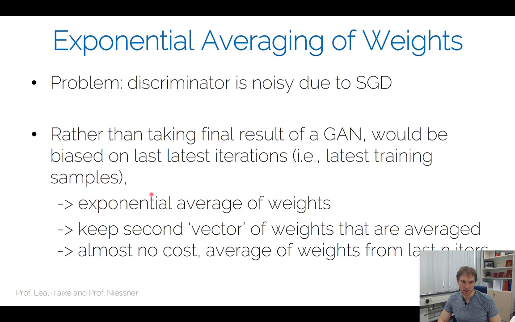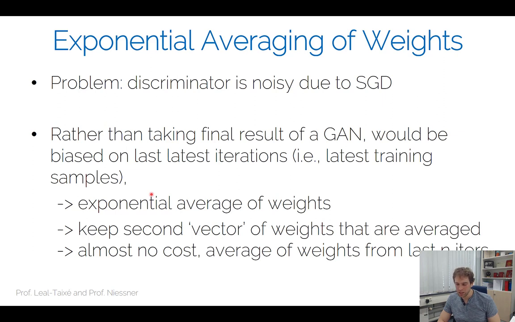Another idea is exponential averaging of weights. One problem is that the discriminator can be noisy due to SGD, which makes sense. What you have at the very end of your training process is a lot of impact from the last iteration, and there's a lot of noise there. So one thing people do is they take an exponential average of the weights of the neural network.